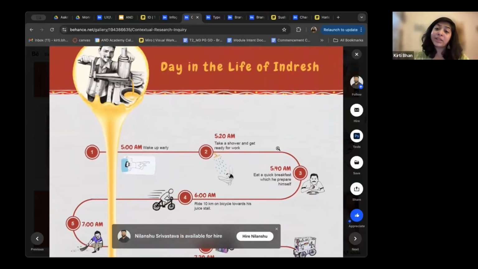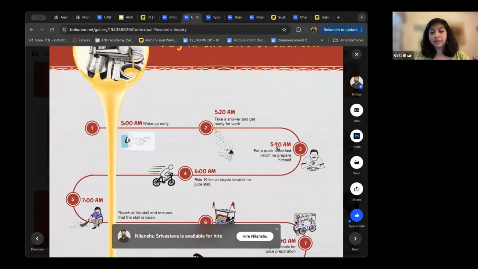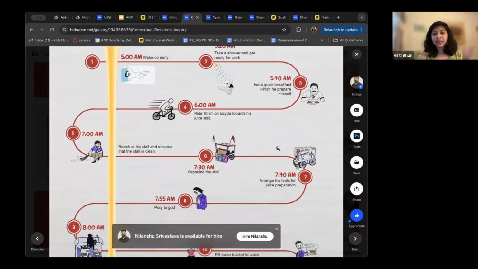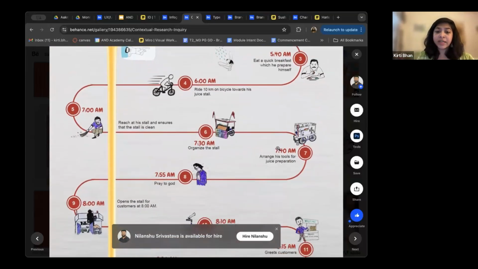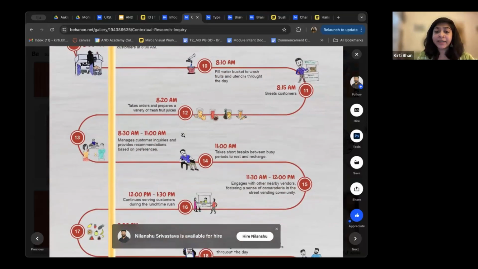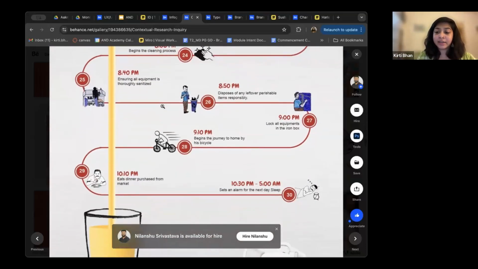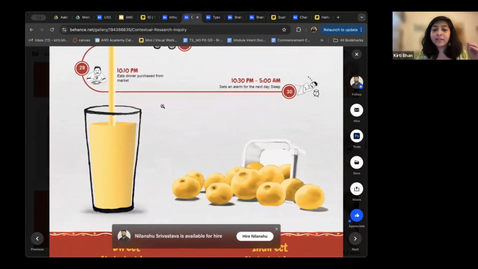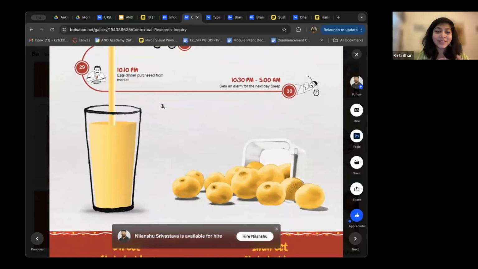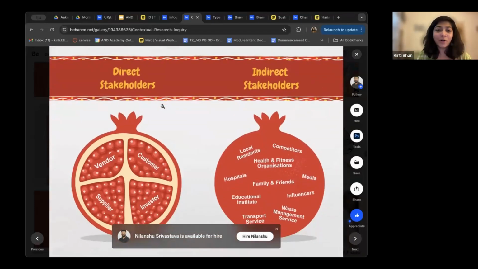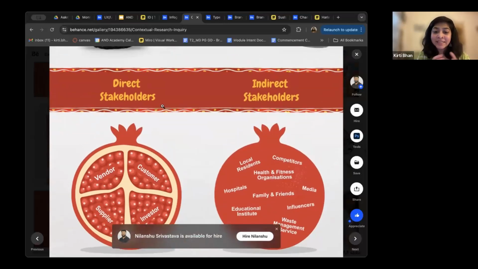Also noting down the day in the life of the vendor, starting from 5 a.m. Everything is relevant because everything is in context with the work, the venture that he's running. Each and every detail, like from 8:15 to 8:20, is also getting noted. So that is the level of detailed research one does, and it doesn't stop there; we add visuals to that because we are visual designers, right?